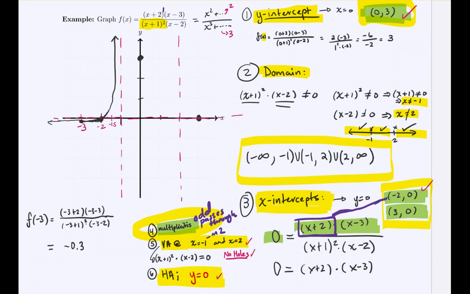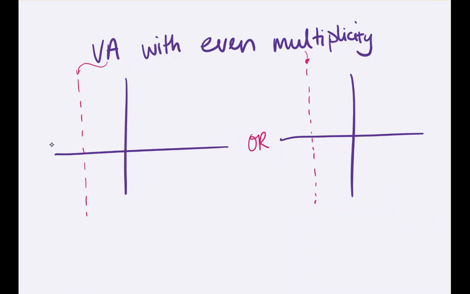So what that means is for vertical asymptotes that have even multiplicity, you are approaching the same direction. So either both sides are going to positive infinity or both sides are going to negative infinity. That's how it works with even multiplicity. The sides of the asymptote are going in the same direction.